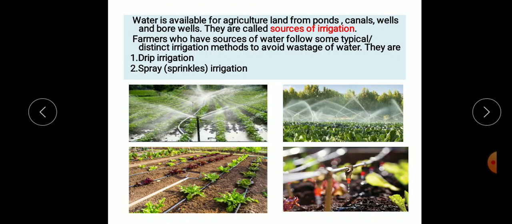Water is available for agriculture land from ponds, canals, wells and bore wells. They are called sources of irrigation. Farmers who have sources of water follow some typical and distinct, means different, irrigation methods to avoid wastage of water. They are drip irrigation and spray or sprinkler irrigation. You can see in the images, students. Here in the first two images you can see sprinkler irrigation, and the next two pictures are drip irrigation.